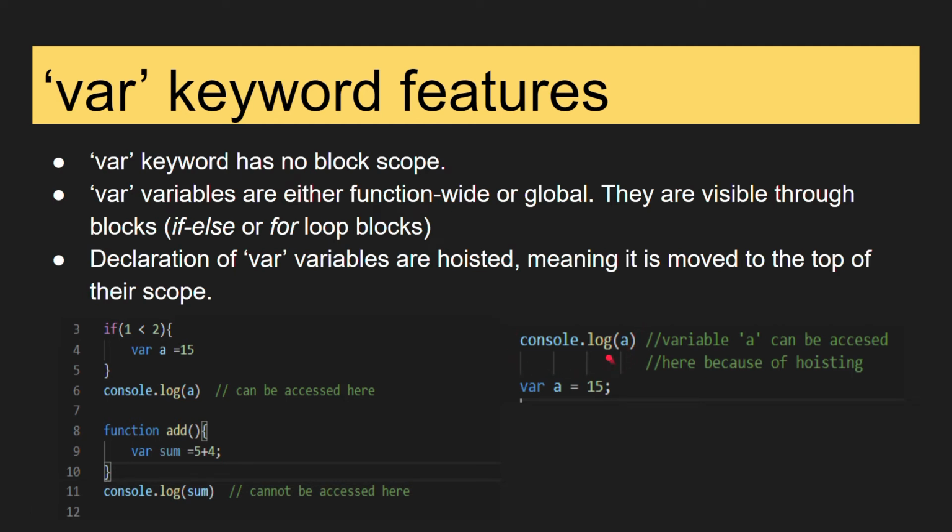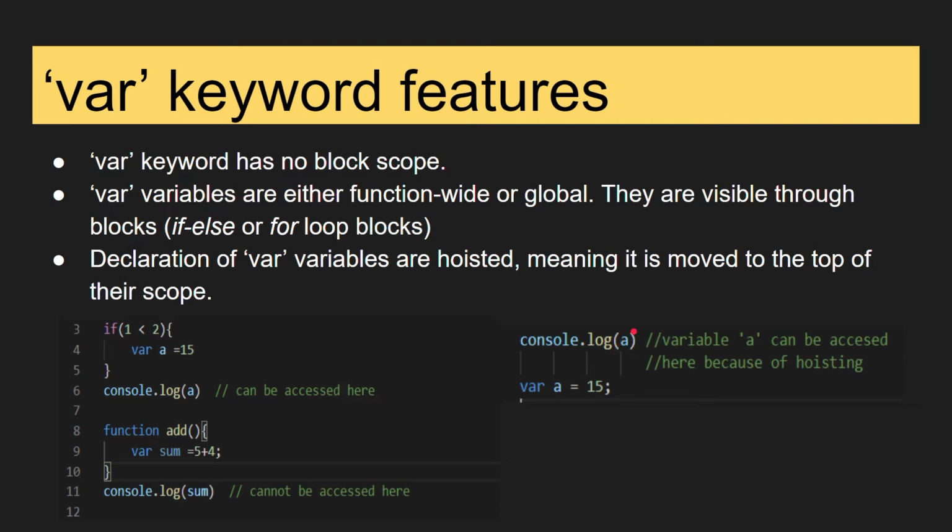That's what we can see in this third snippet, where we are trying to access a variable a which is not yet declared, and it is declared only after this console.log. We can access this variable only because of this hoisting. When we run this script, the declaration part will be moved to the top of the scope, and since it has already been declared, we can access it.